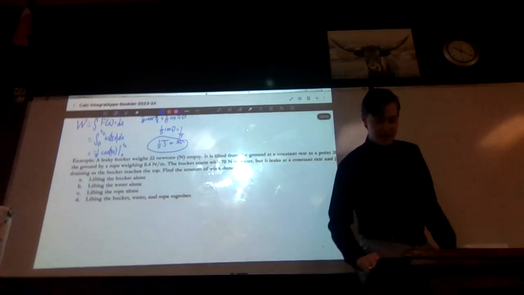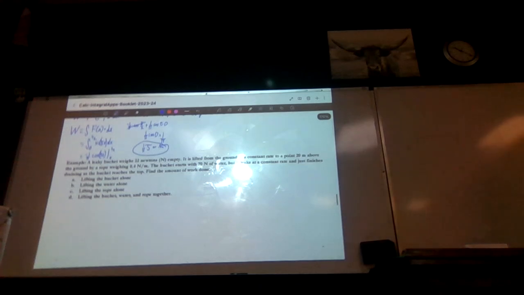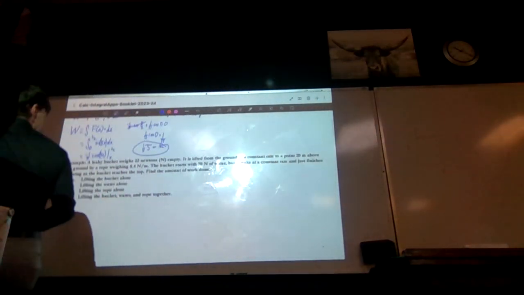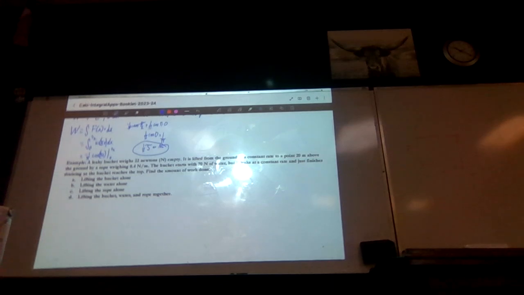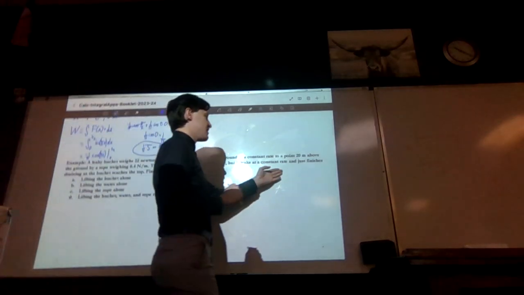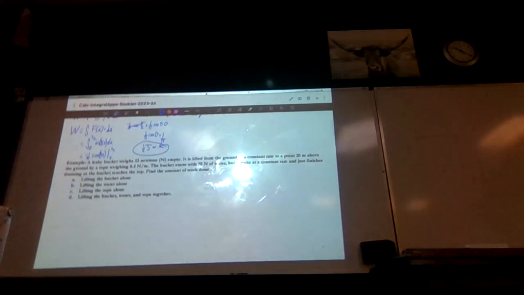Now, let's go ahead and look at this. Here's a problem. It has a lot of parts to it. We have a leaky bucket that weighs 22 newtons empty. It is lifted from the ground at a constant rate to a point 20 meters above the ground by a rope weighing 0.4 newtons per meter, not newton meters, newtons per meter. The bucket starts with 70 newtons of water, but it leaks at a constant rate and just finishes draining as the bucket reaches the top. Find the amount of work done.